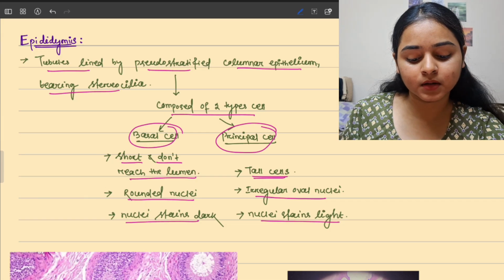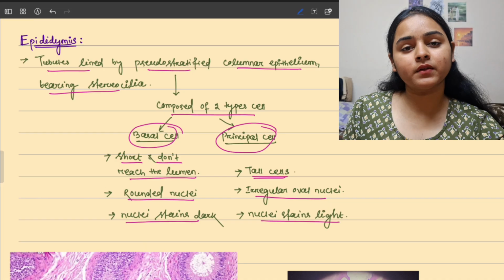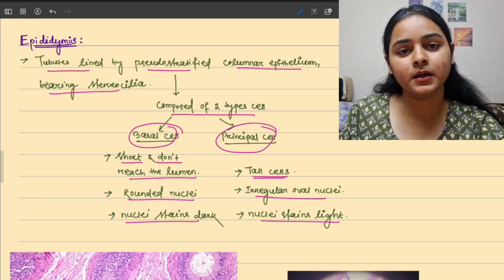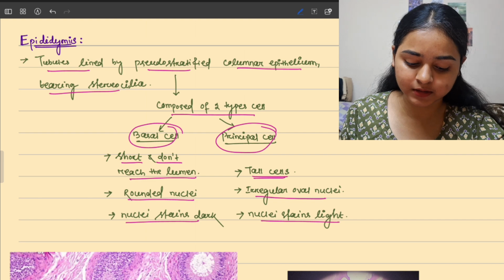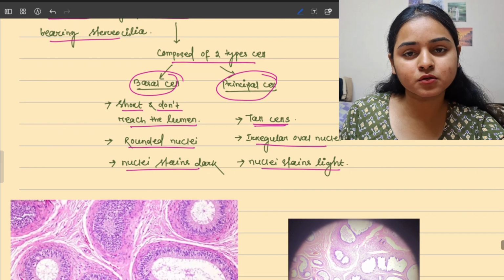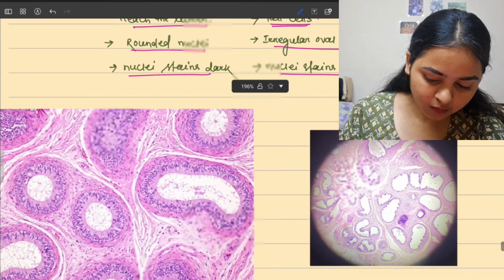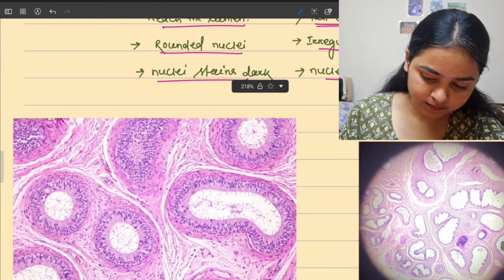So you have to remember the pseudostratified columnar epithelium and the presence of 2 types of cell in the epithelium, that is the basal cell and the principal cell. And from these 2 cells only you will identify the slide of epididymis. Okay, so now let's come to the slide.